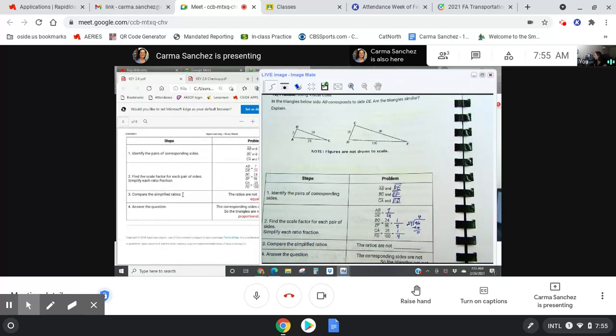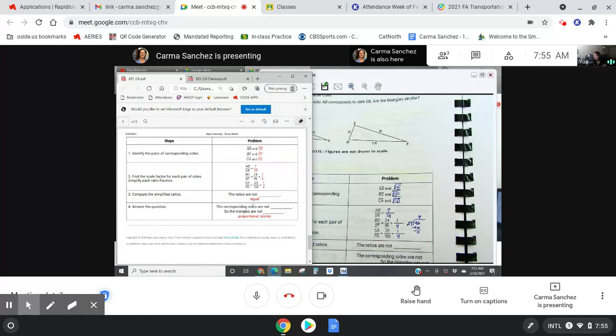Okay, so what does this mean, what we found? The ratios are not equal. Even though this one and this one are equal, this side length is not. So the corresponding sides are not proportional. It has to be all three. So the triangles are not similar.